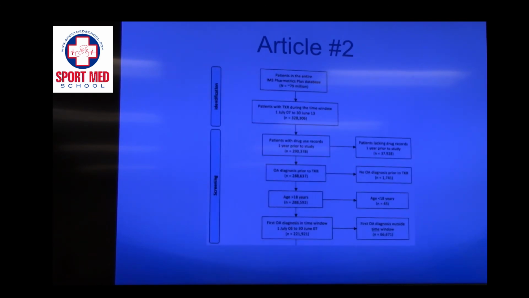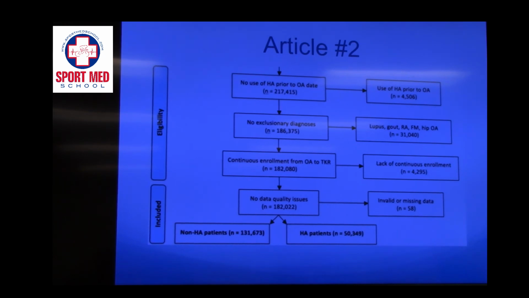So they looked at patients in the entire Pharmetrics Plus database, which was just under 80 million patients, and then they excluded various patients. They included those who had a total knee replacement, and then they excluded those who were lacking drug records, no diagnosis of osteoarthritis, age under 18, use of hyaluronic acid prior to the osteoarthritis, which I guess they weren't sure why that was done.